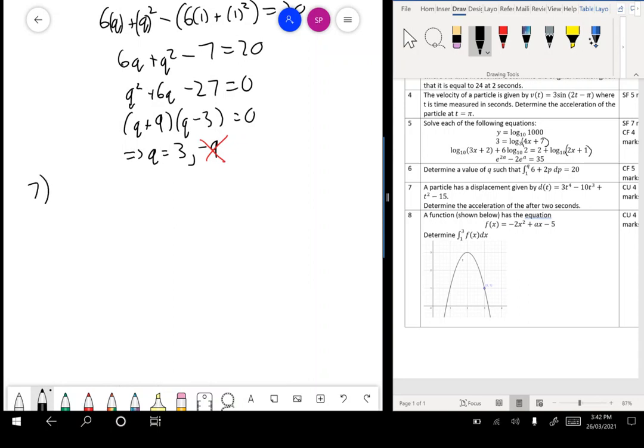So a particle has displacement given by displacement over time equals 3t^4 minus 10t^3 plus t squared minus 15. Determine the acceleration at time equals 2. The trick here, to go from displacement to acceleration, you've got to first go to velocity by differentiating. Then you differentiate that to get to acceleration. So I'm just going to write out my rule. Displacement with respect to time equals 3t^4 minus 10t^3 plus t squared.